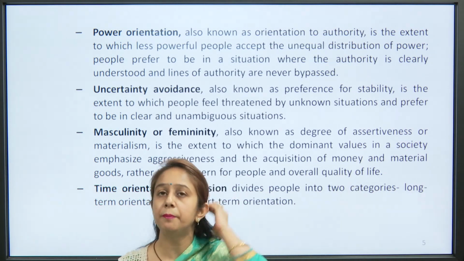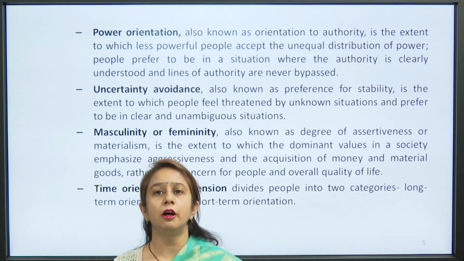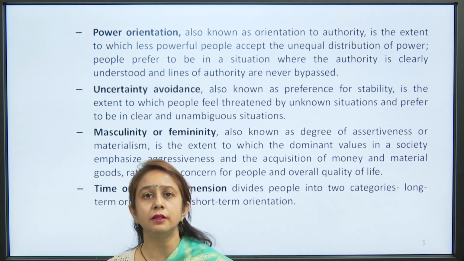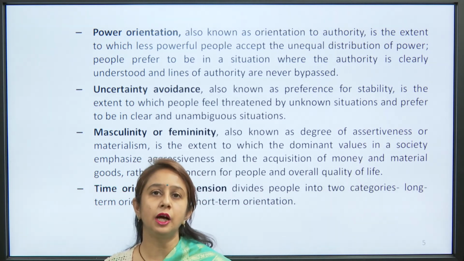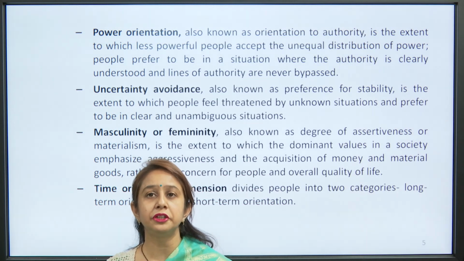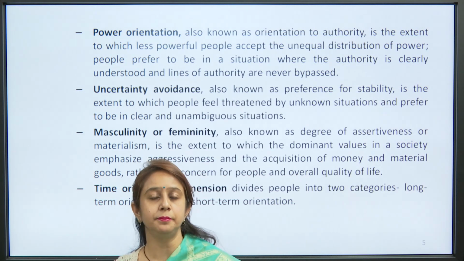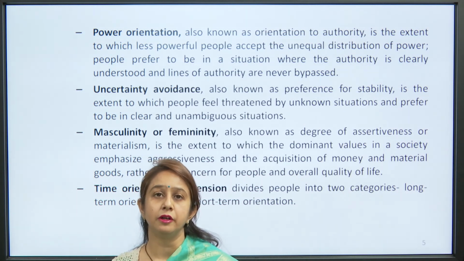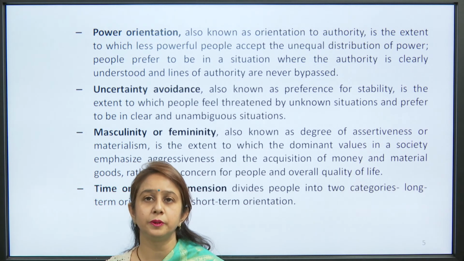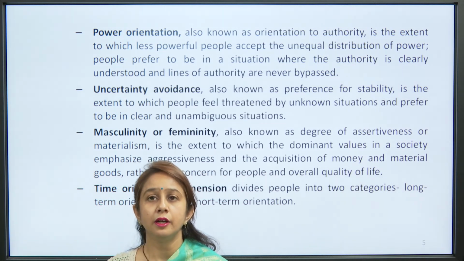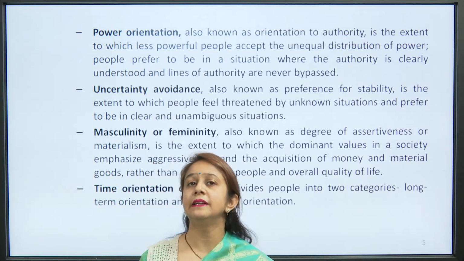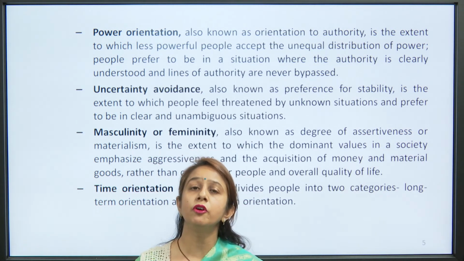Now, of course, when the people move from one country to another, one of the main motives is that they gain certain kind of power, or they gain certain kind of authority when with designation they move to the other country. It is also known as orientation of authority, is the extent to which less powerful people accept the unequal distribution of power. People prefer to be in such a situation where authority is clearly understood and lines of authority are never bypassed. So, there is a need to learn the culture of your own organization.